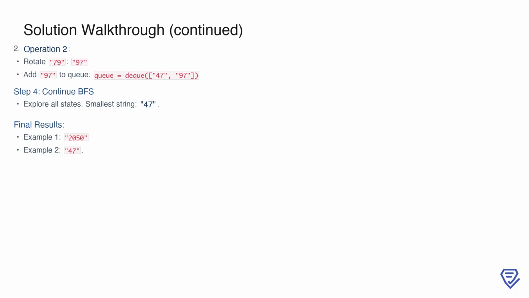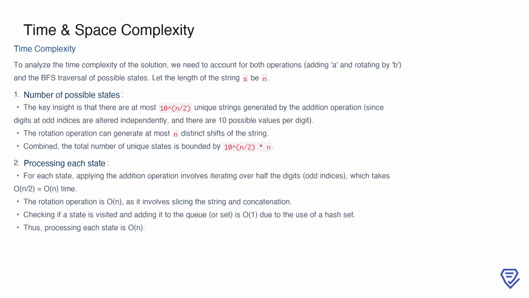the optimal result. To analyze the time complexity of solving this problem, we need to break it into two main components: the operations themselves and the breadth-first search traversal of all possible states. Let's start with the number of possible states. When applying the addition operation, digits at odd indices are altered independently. Since there are 10 possible values for each digit, this gives us a total of 10 raised to the power of n/2 unique strings, where n is the length of the string.